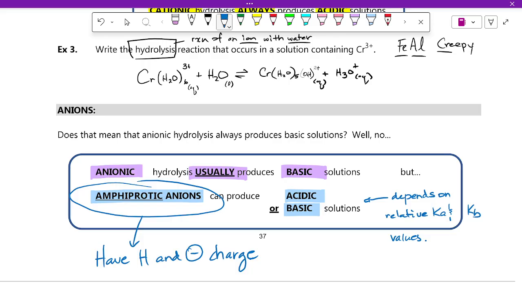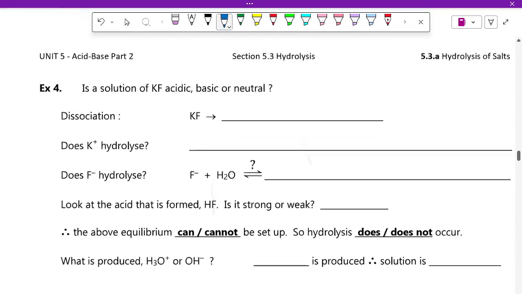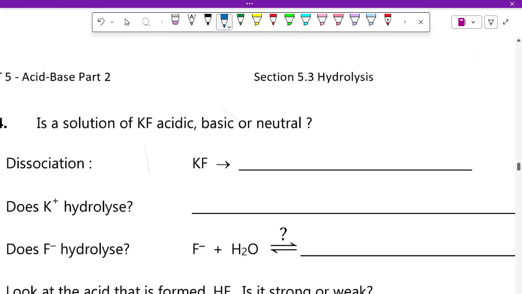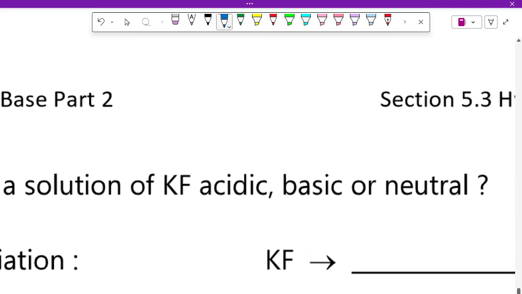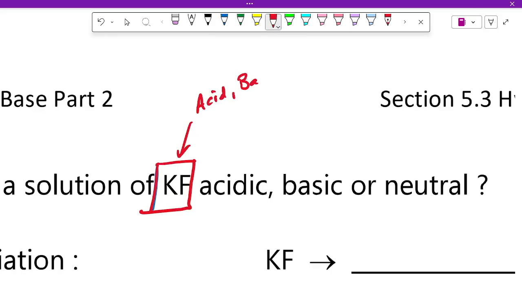Okay, so let's take a look at some anions. We'll start with one that is not amphiprotic, and then we will move on. So KF. What kind of a substance is KF? Is KF an acid, a base, or a salt? It is a salt. And therefore, if you are asked if it is acidic, basic, or neutral, what is the first thing you have to do?